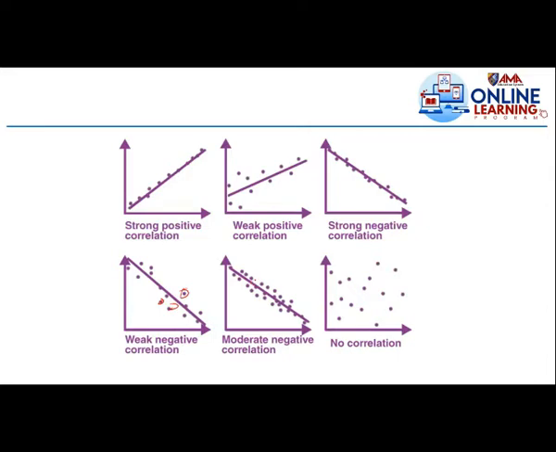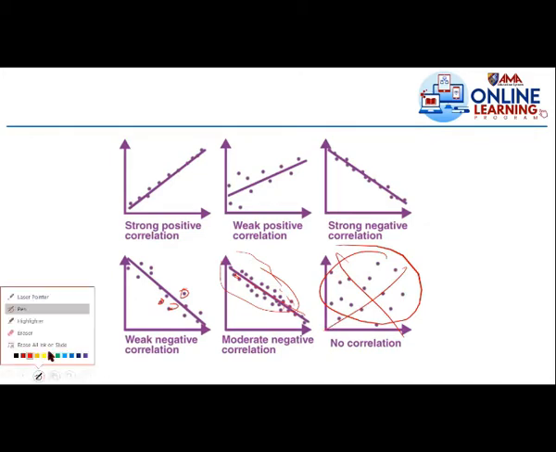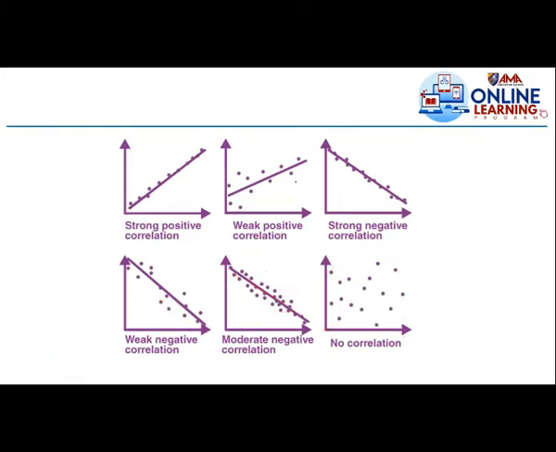Yung moderate negative correlation naman is some of the points are near to the line, some of which is medyo malayo. So moderate, hindi lahat dikit din, pero malapit. Then ito yung no correlation. So walang common ground lahat ng points. So scattered all over lang siya. Okay? Now let's go to the next slide.